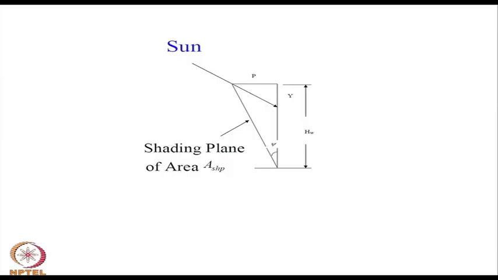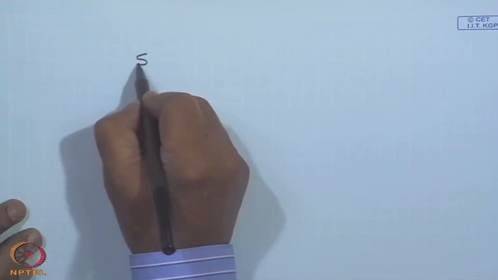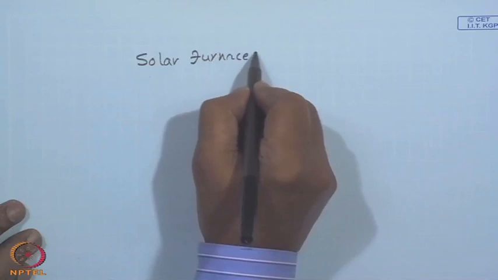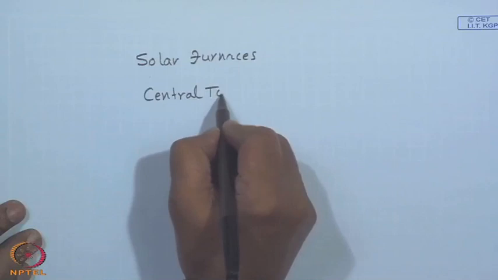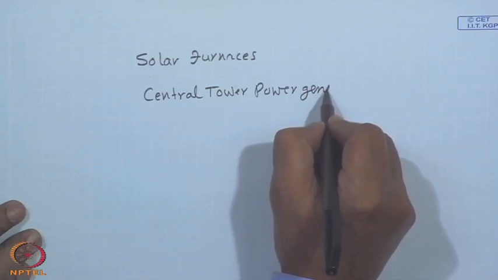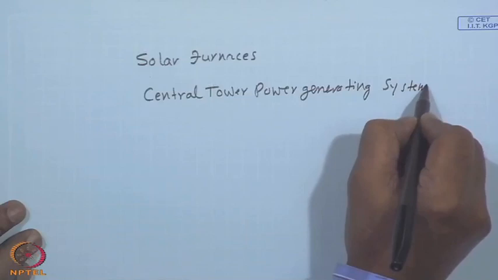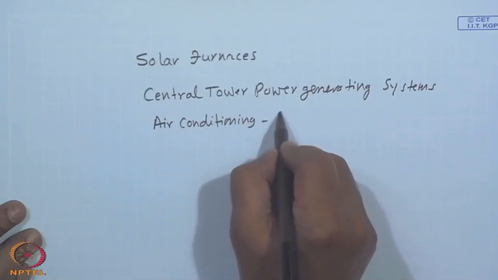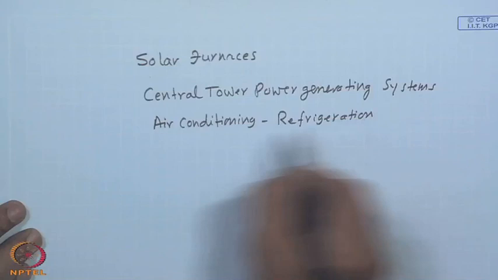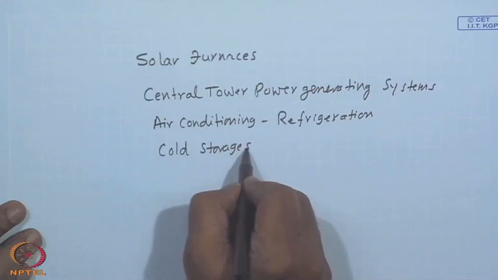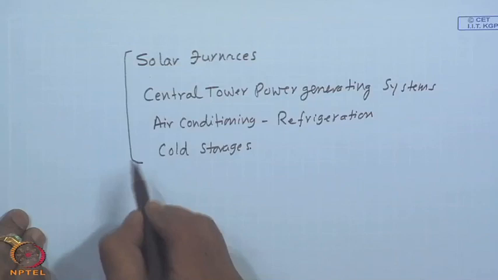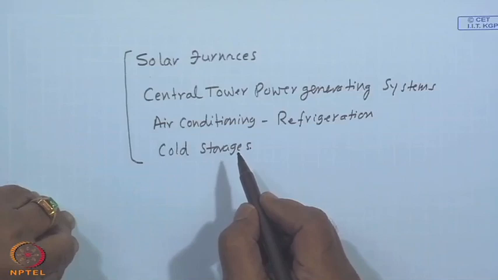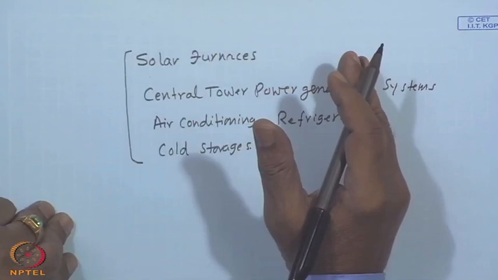But you may be a little curious for certain additional things like solar furnaces and of course central tower power generating systems, and air conditioning and refrigeration, cold storages. So, these I have not included because each design is specific and depending upon the location and application. And it is difficult to put it in the form of say QU is equal to A C FR tau alpha type of formula.